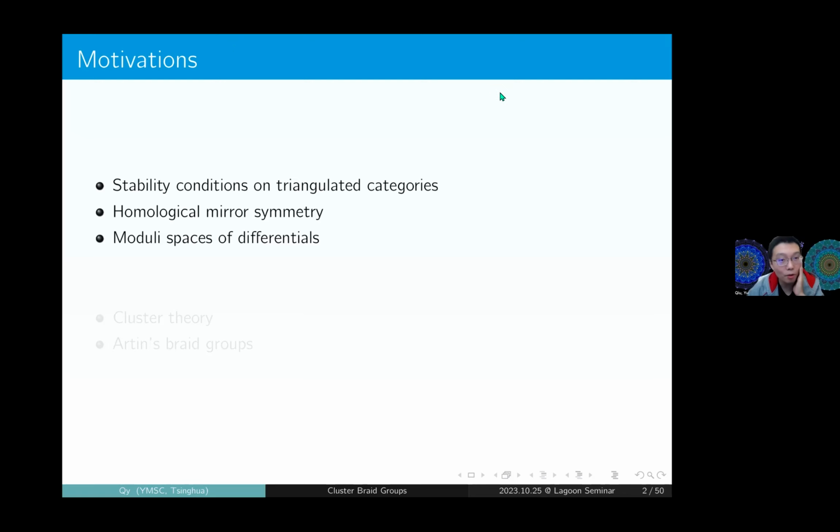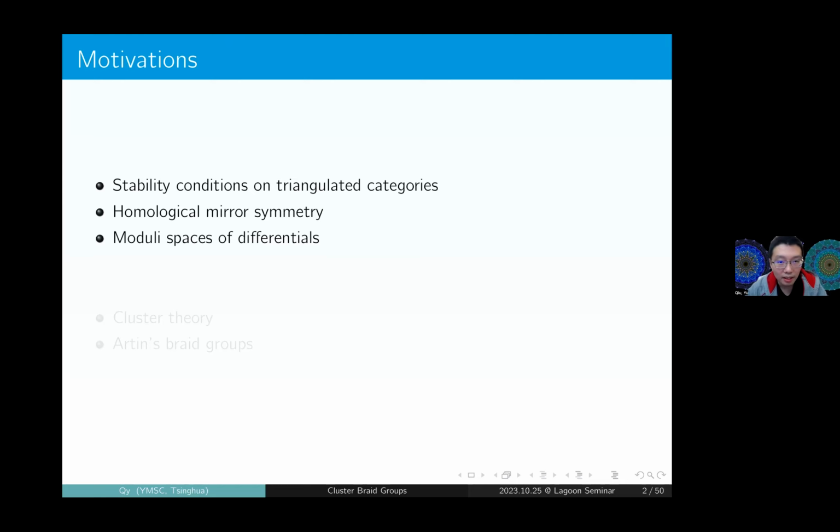My motivation to introduce this type of generalization of braid groups is to study the space of stability conditions on triangulated categories, and also to have an action on the space of stability conditions. You actually first need to act on the categories. So we're also interested in homological mirror symmetry.